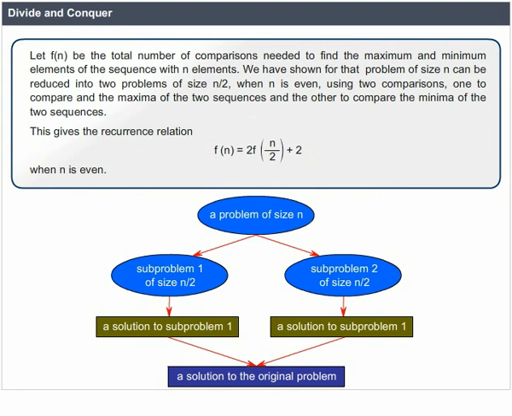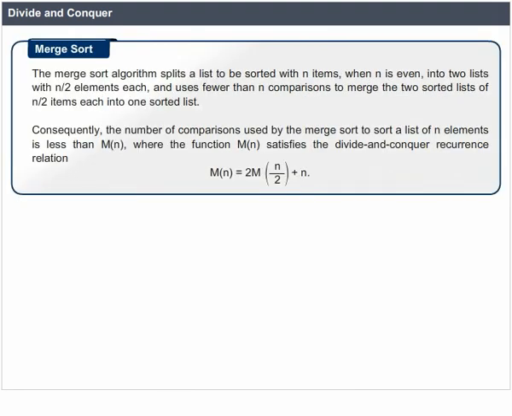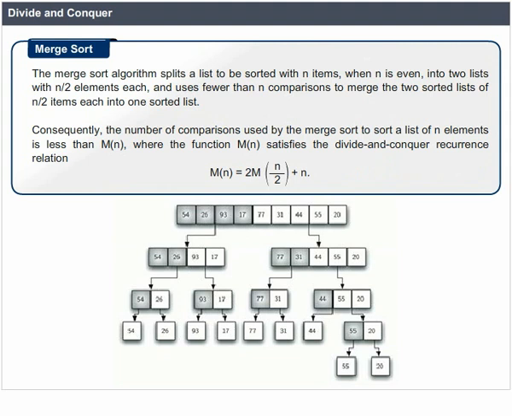Merge sort. The merge sort algorithm splits a list to be sorted with n items, when n is even, into two lists with n/2 elements each, and uses fewer than n comparisons to merge the two sorted lists of n/2 items each into one sorted list. Consequently, the number of comparisons used by the merge sort to sort a list of n elements is less than M(n), where the function M(n) satisfies the divide and conquer recurrence relation M(n) = 2M(n/2) + n.